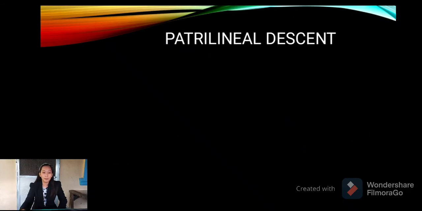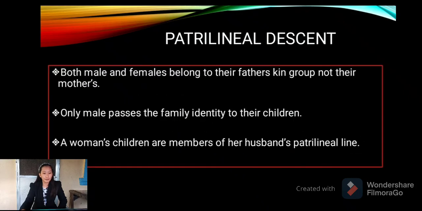Next is the paternal descent. Both males and females belong to their father's kin group, not their mother's. Only males pass the family identity to their children. And the woman's children are members of her husband's paternal line.